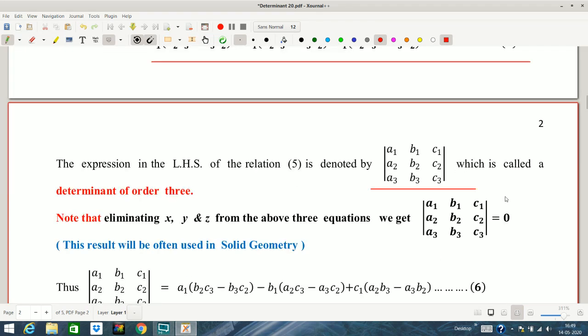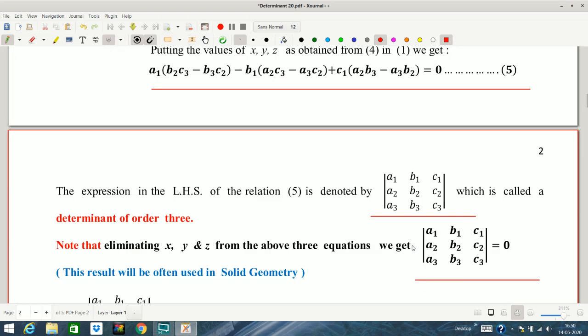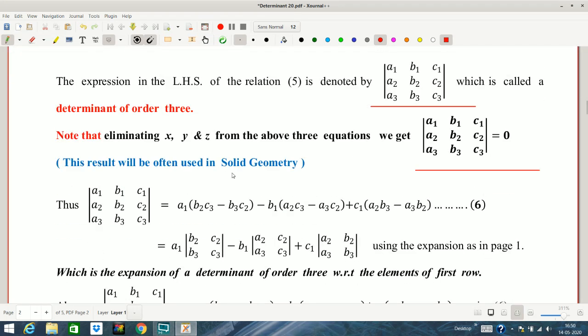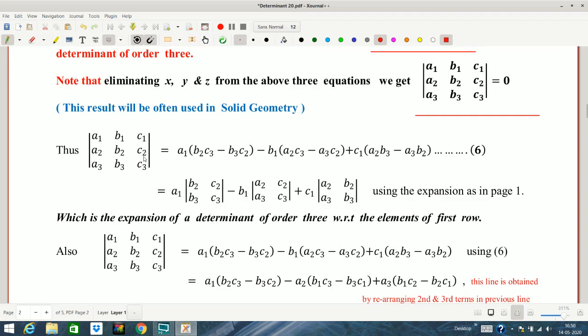And this result will be used frequently in solid geometry while writing the equation of a plane. Eliminating unknowns, we get a determinant equal to 0. Thus, the above third order determinant is equal to this expression number 6. This is the expansion of the determinant, and this is the expansion with respect to elements of first row. a1 into, minus b1 into, plus c1 into.